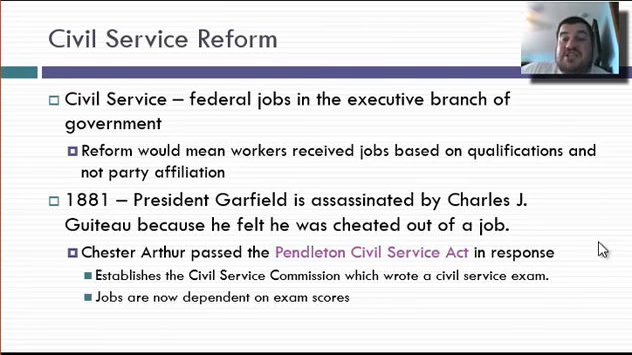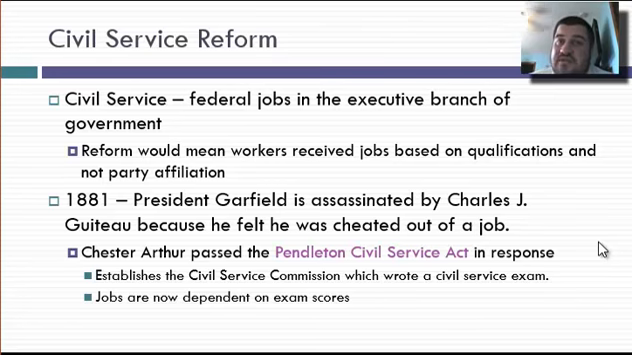In 1881, President Garfield is assassinated because the shooter felt that he was cheated out of a job. He was promised a job, and it was never given to him. So Chester Arthur, the vice president, who then becomes president, passes the Pendleton Civil Service Act in response. The Pendleton Civil Service Act establishes the Civil Service Commission, which writes a civil service exam. And now jobs are dependent on exam scores and how you do on this test.